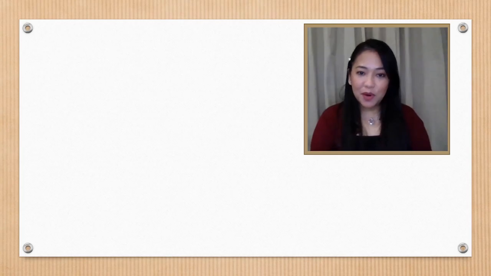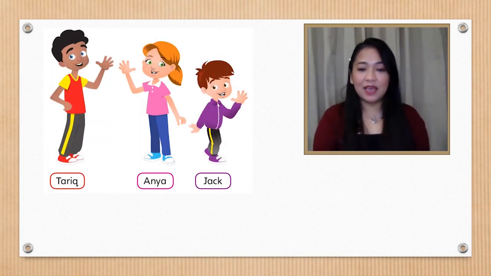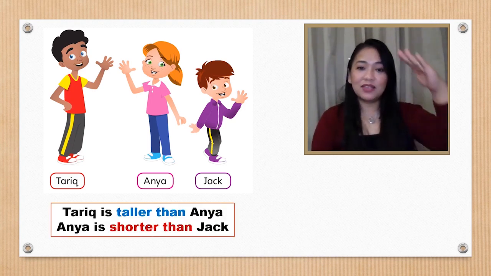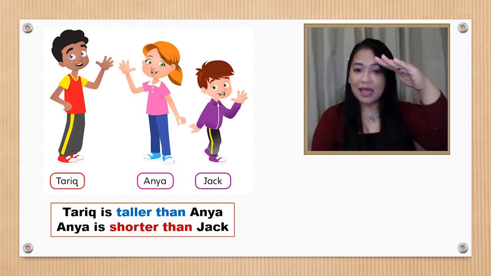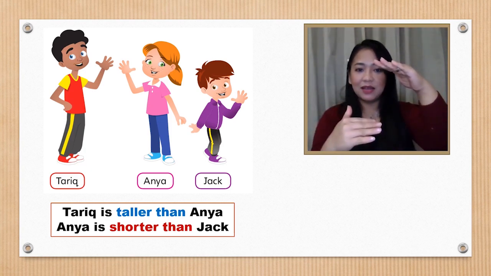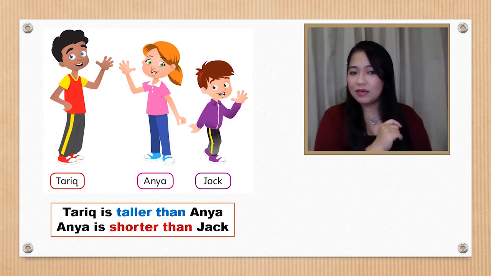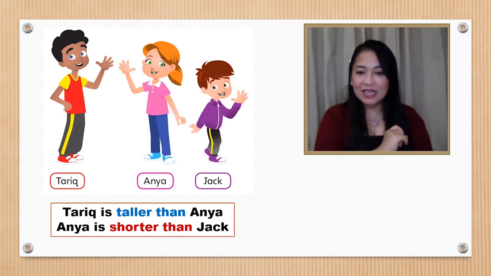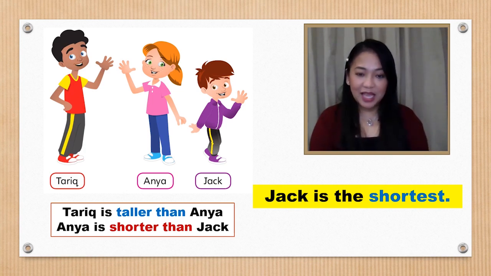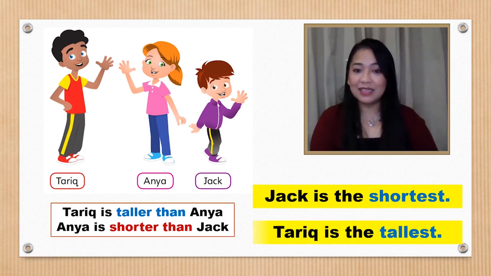Let's compare more people. We shall have here Anya and Tarek, and Jack has joined them too. We know that Tarek is taller than Anya, and Anya is shorter than Tarek. But is Anya the shortest? Of course not, because now we have Jack who is shorter than Anya. So we can say that Jack is the shortest, and that makes Tarek the tallest.